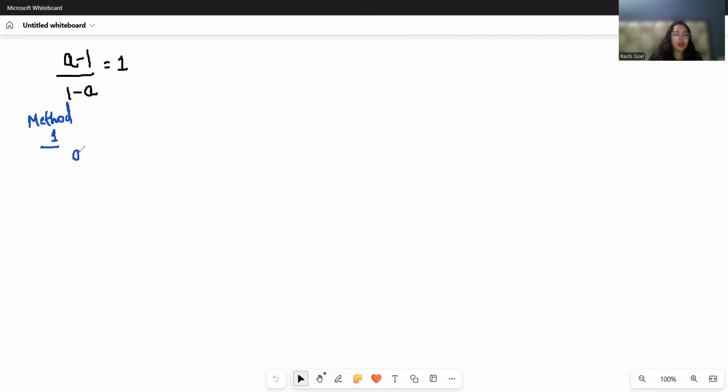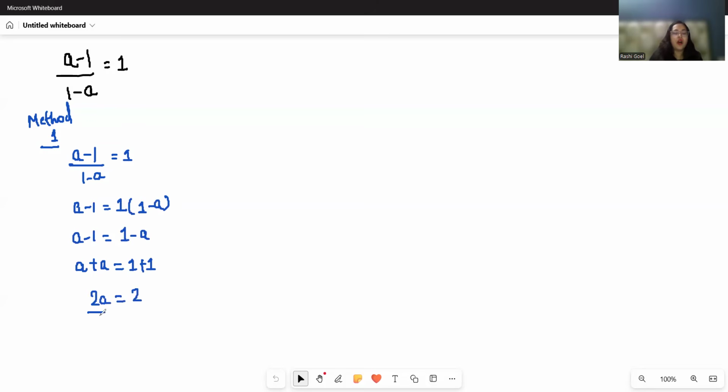(a - 1)/(1 - a) = 1. I'll take the denominator to the other side, so it becomes a - 1 = 1(1 - a). So solve the bracket, so it gives 1 - a. Now take this negative a to this side and take this negative 1 to the other side: 2a = 2. Now I'm going to divide both sides by 2, so a = 1.